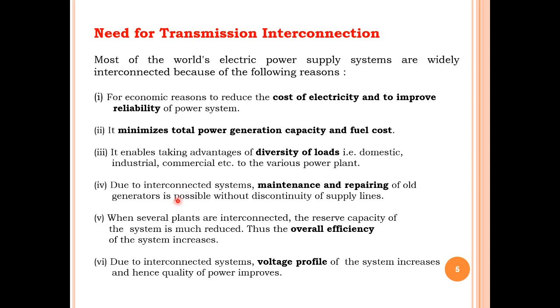Next, due to interconnected systems, maintenance and repairing of old generators is possible without disturbing the continuity of supply. Another one: several plants are interconnected, so the reserve capacity of the system is much reduced, which improves the overall efficiency of the system. Finally, due to interconnected systems, we can improve the voltage profile, and when the voltage profile improves, the quality of the power also improves. These are the main points for transmission interconnections.